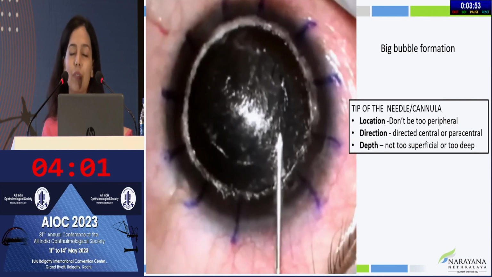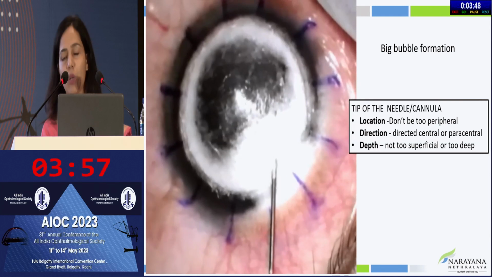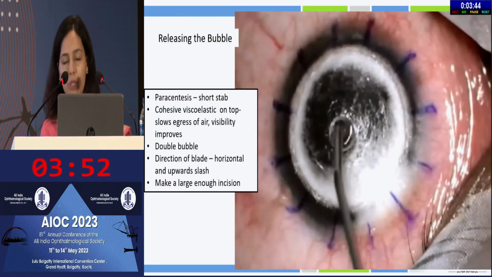And of course, we are scared that if you go too deep, we'll perforate. But if you're too superficial, you're going to get a lot of emphysema and will not get the bubble. We'll come to how we can predict that further.